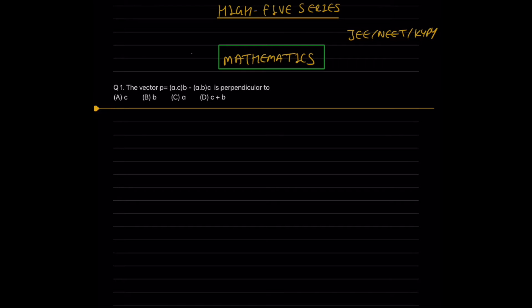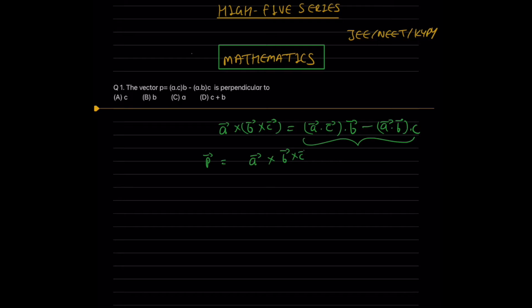Now by the property of the vector triple product, I can write A cross (B cross C) as (A dot C) times B minus (A dot B) times C. If you see the RHS of this equation and the RHS of our question, it is basically the same. So I can write vector P as A cross (B cross C).